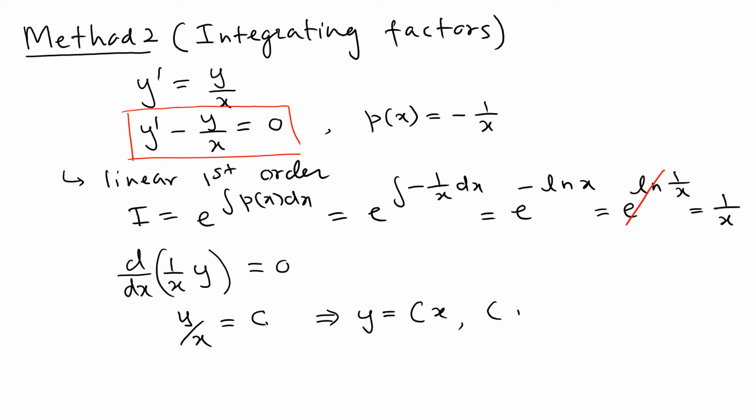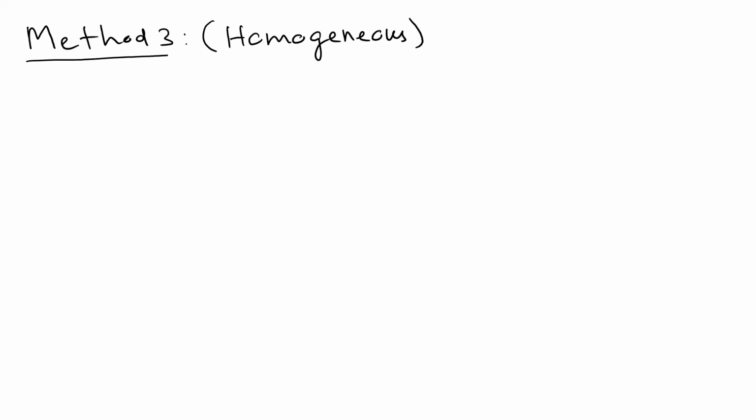C is a constant. Okay, that's how you get the solution using the integrating factor method. So let's look at the homogeneous solution method.